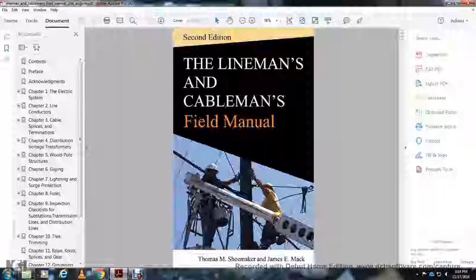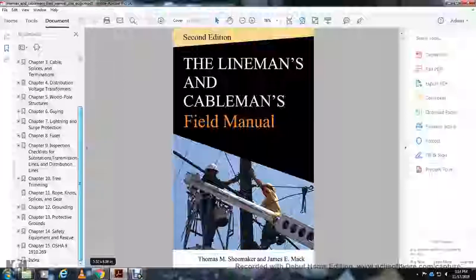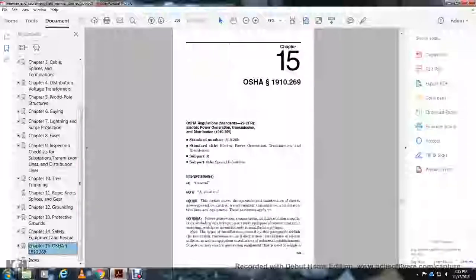Alright, the Lineman's and Cableman's Field Manual, 2nd edition, Thomas M. Shoemaker, James E. Mack. We're on Chapter 15.